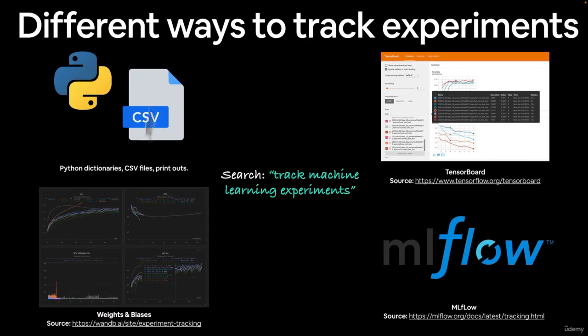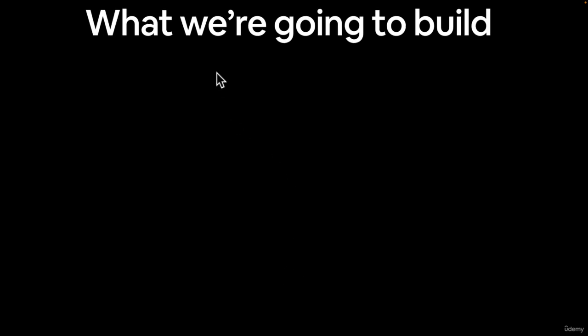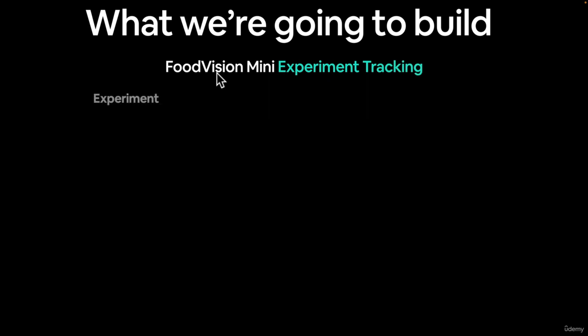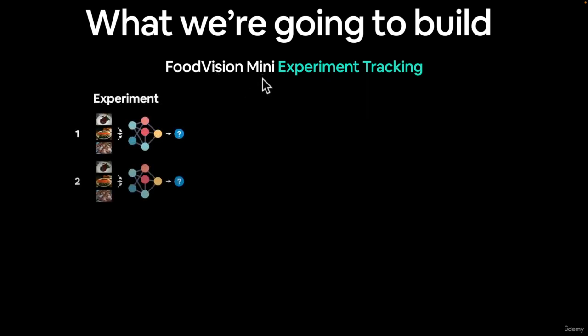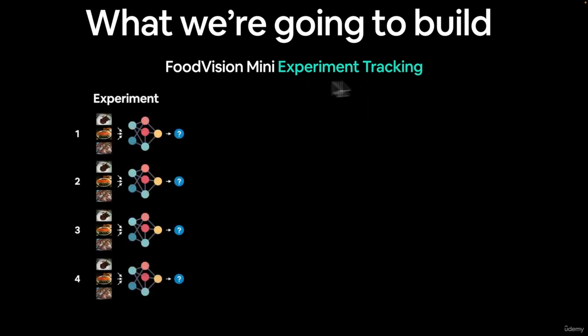But let's jump back in. We've got a few places. We're going to be focusing on TensorBoard, but really the principles of experiment tracking that we're going to be going through are relatable to any service that you use. So this is what we're going to build. We're keeping going with Food Vision Mini. We're going to introduce experiment tracking.